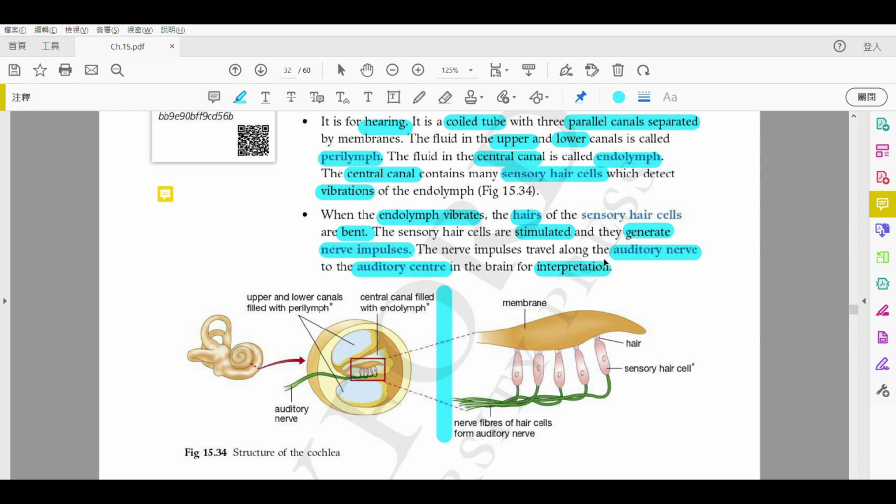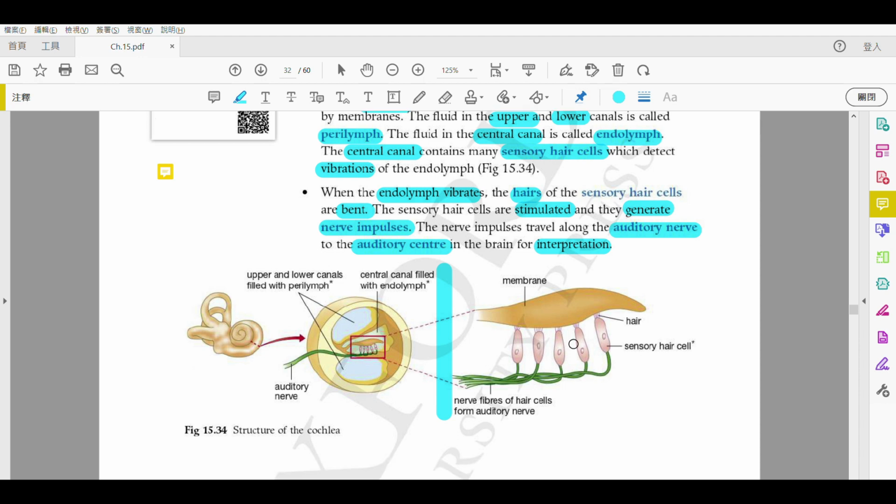Then it is analysed. Okay? So as you can see, the procedure is always the same. They're stimulated, they bend, they generate nerve impulse, they send it along. But this time, it is not the optic nerve, it is called the auditory nerve. And then, not the visual center, but to the auditory center of the brain.